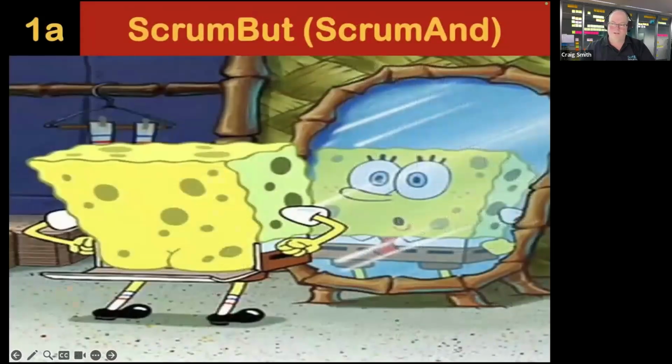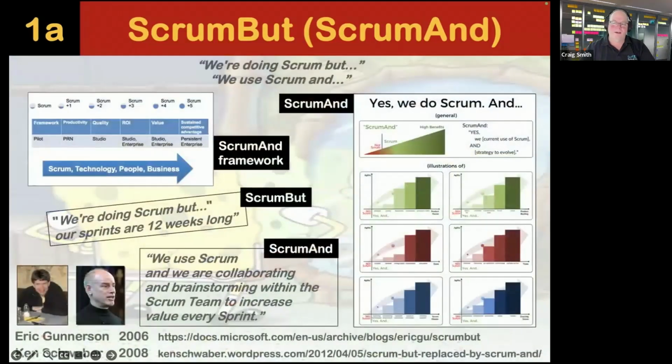The one thing that does happen outside of Scrum is something called Scrum But. We're a Scrum But, not that sort of but, but the word but is when you hear yourself doing things, saying something like, we're doing Scrum, but our sprints are 12 weeks long. And Ken Schwaber and Eric Gunnison wrote some articles, well over 10 years ago, saying that, hey, when you're doing Scrum, you need to evolve to Scrum and. Scrum and is when you start to see things that are evolving past Scrum. So we're using Scrum and we're also doing some scaling, or we're doing Scrum and we're evolving to different techniques.